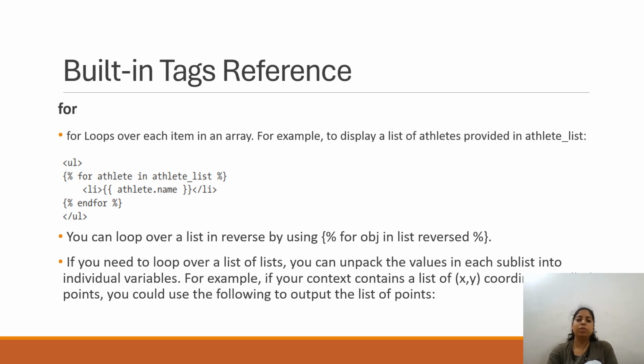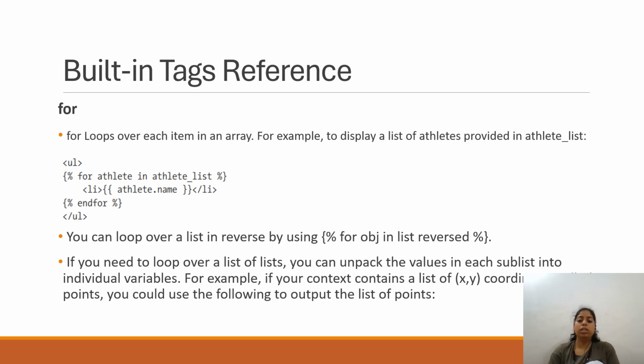Now here we have the most common built-in tag which we use, which is for. For loops over every item in an array. For example, to display a list of athletes provided in athlete_list, we will use the unordered list tag, that is ul, for athlete in athlete_list, li, that is list item, athlete.name, li closed, and endfor, and the unordered list tag closed. You can loop over a list in reverse by using for obj in list reversed, and endfor.